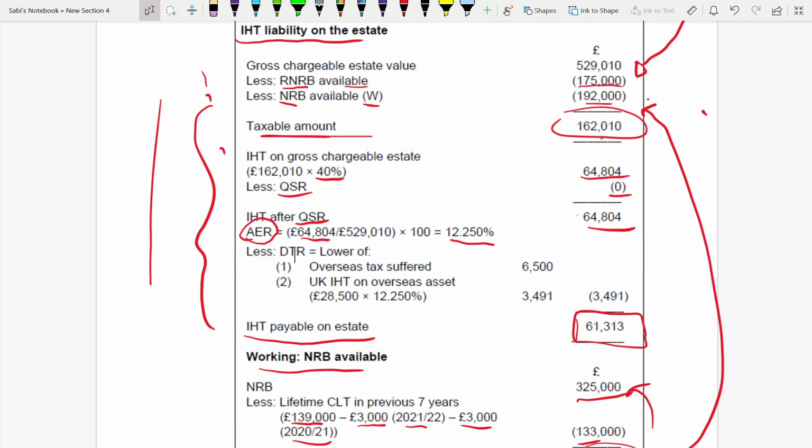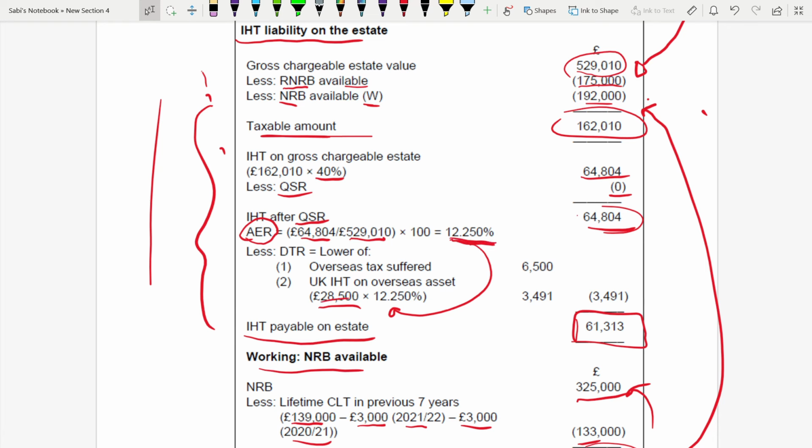This is IHT after QSR, divided by gross chargeable estate, this 5290 here. So always IHT after QSR divided by gross chargeable estate value, into 100. 12.25 is your percent. This percent you need here to apply to your overseas asset. This is the UK IHT. You are calculating UK IHT on your overseas asset.